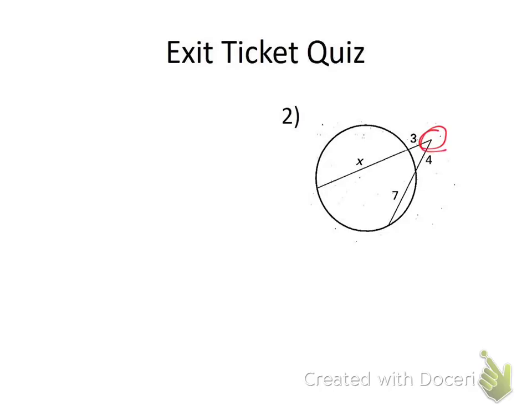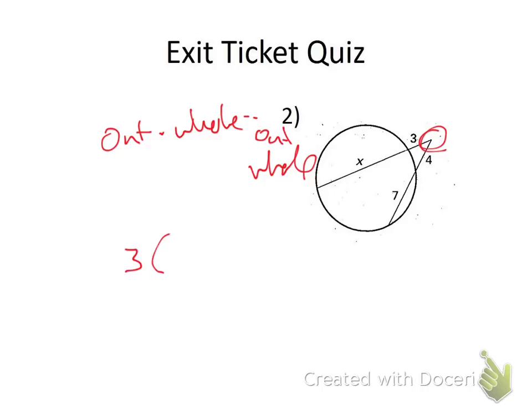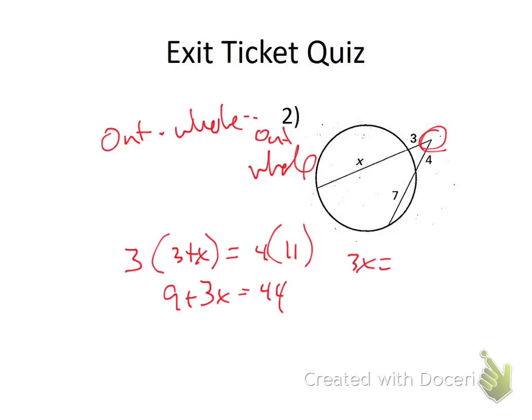Okay, so these guys cross outside. So we need outside times the whole equals outside times the whole, right? So outside piece for the first segment is 3 times the whole thing is 3 plus x equals 4 times the whole thing is going to be 11, right? Make sure that you add the 4 and the 7. And then solve. And so 3x is equaling 35. And so x ended up being 11.67, right?